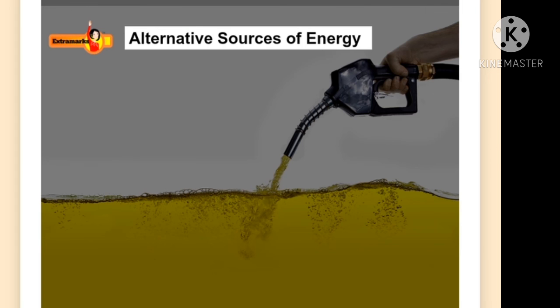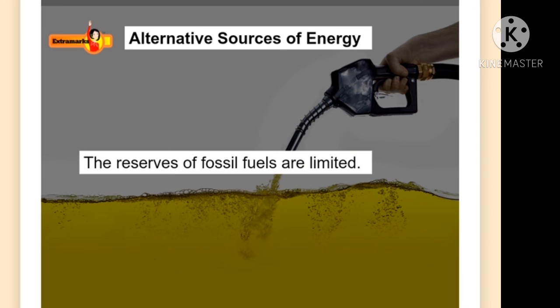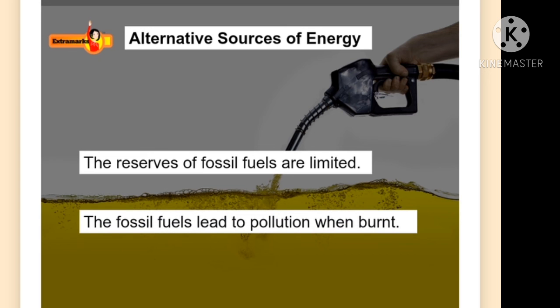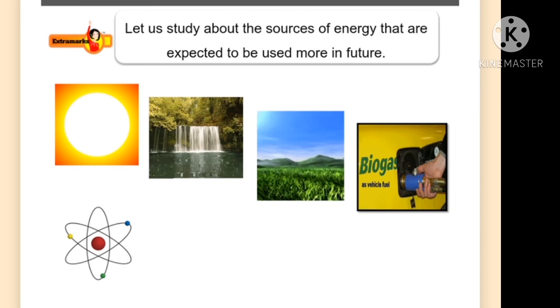Alternative sources of energy. Today, emphasis is laid on increased use of alternative sources of energy. The reasons for this are that the reserves of fossil fuels are limited, and the fossil fuels lead to pollution when burnt. Let us now study about the sources of energy that are expected to be used increasingly in future. The most important among them are sun, water, wind, biogas, and nuclear energy.